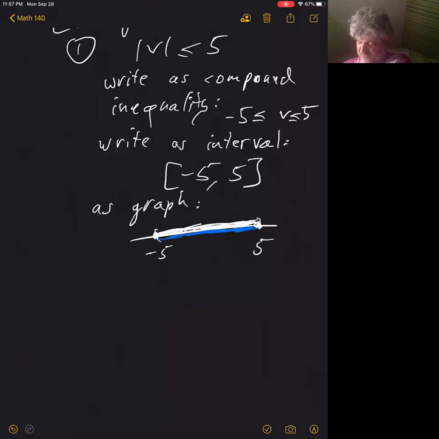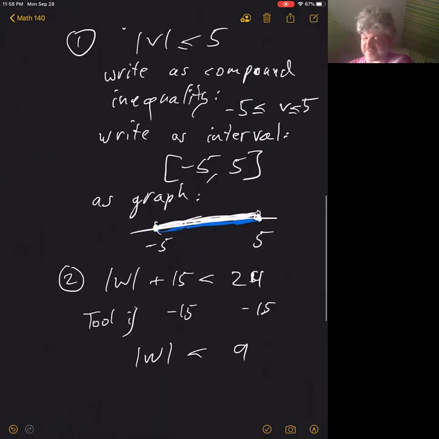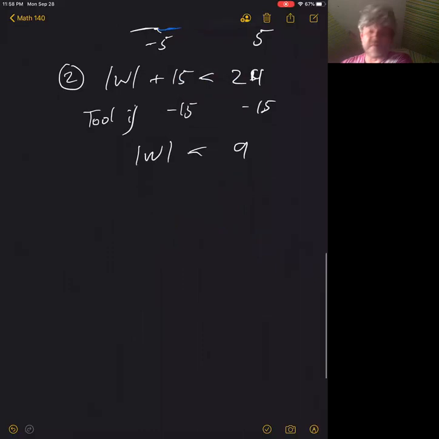But now what can we do? We do type 2: absolute value of w plus 15 less than 24. What's the toolbox say? We can subtract 15 from both sides. So the first tool says -15 on both sides, gives me absolute value of w less than 9. And I'm back home in type 1. So I'm not going to redo that. We can write this with a compound inequality, write as an interval, write as a graph. You have to read the question, what it actually asks. But once we're in type 1, we're home, we're happy.